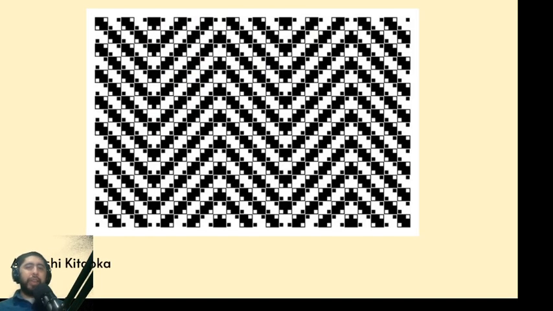And this has both. This has a rhythm to it because it's going diagonally up and down. Also, it appears to actually be moving. It is an optical illusion.